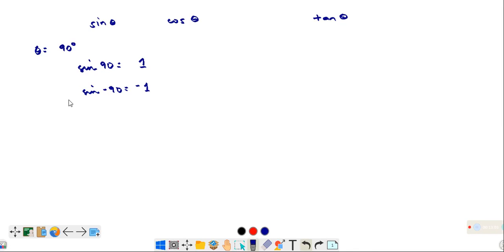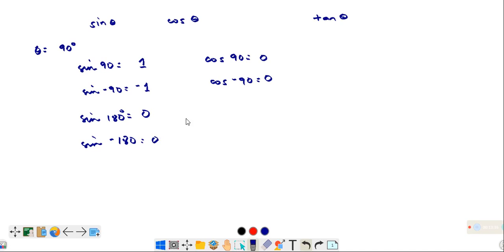Okay. So, now, how about cosine? Hindi, i-check din natin siya for 90 nga. Cosine 90, you will end up with 0. And then, cosine negative 90, again, 0 ka. I-extend natin siya. Let's have sine 180. This is 0. And then, ito naman, si sine negative 180. Again, this is 0.